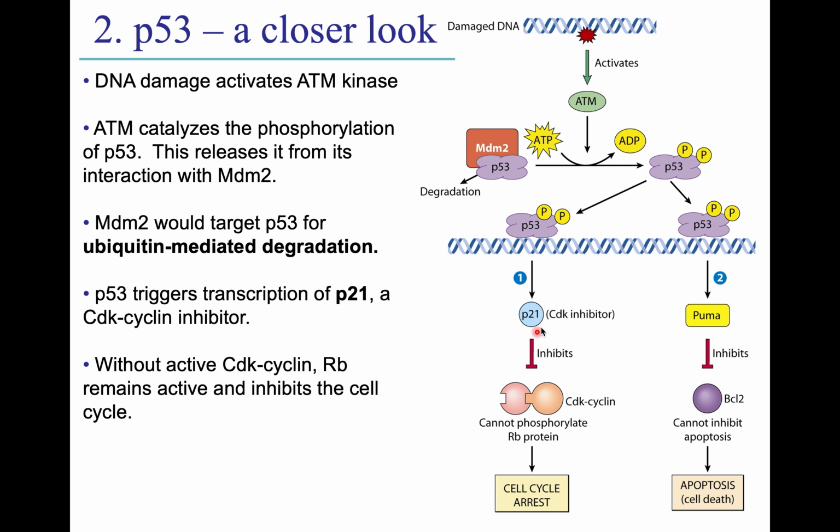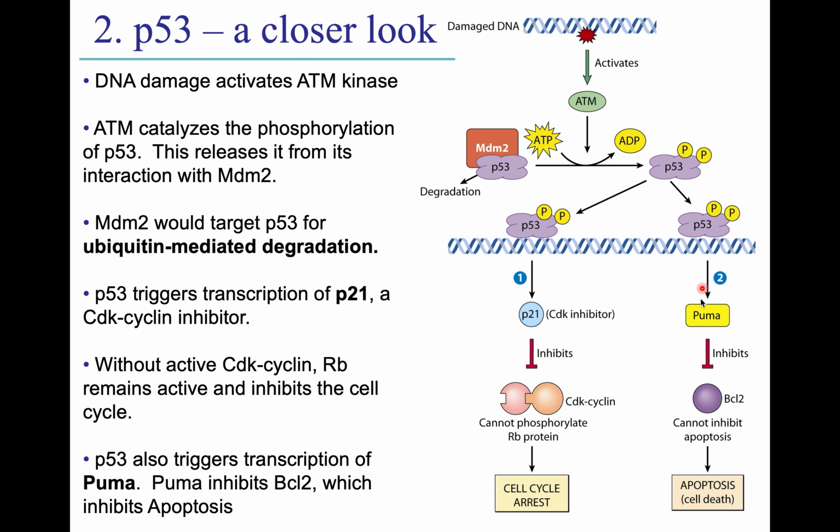Now, P21 is a CDK inhibitor, so it's going to inhibit the activity of CDK cyclin, which is going to cause cell cycle arrest, right? Because remember, CDKs and cyclins are driving the cell past those various cell cycle checkpoints. So if we produce P21, we're going to go into cell cycle arrest, which makes sense, right? If we have damaged DNA up here, we don't want to continue through the cell cycle.